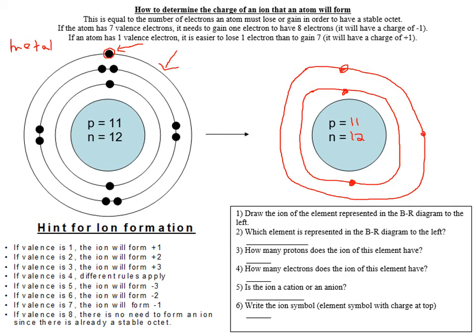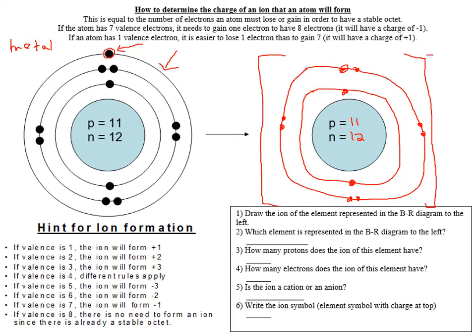I'm going to have 8 electrons there. And I'm not going to draw the last shell because I lost the electron, so that shell is no longer there. So it's easier to lose 1 valence electron than it is to gain 7. Now, because this lost 1 electron, you need to indicate that it's charged. So you put the square brackets and you put a plus on top.